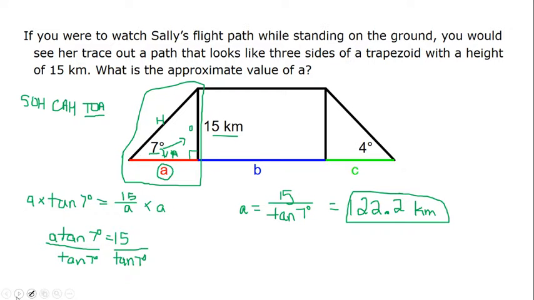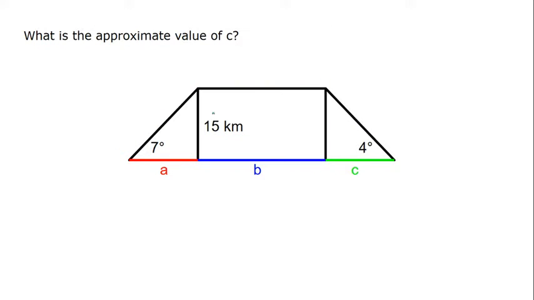Okay. What is the approximate value of C? So we got C over here, we got 4 degrees. Well, we don't have this side of our triangle, but since it's the same as our other side, we have 15 kilometers, her cruising altitude. So we have 15 kilometers as our opposite side of our angle. Then we have C here, which is our adjacent side, and we have our angle of 4. So again, we're going to do tangent.